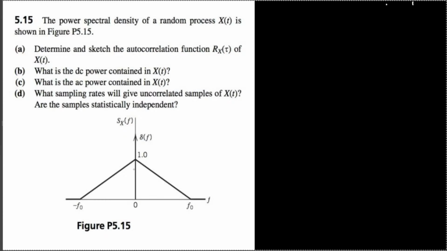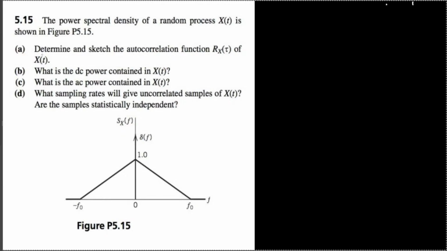Okay, so here we have a diagram provided, and this is in the frequency domain. We have frequency starting from negative f0 to f0, and also we have an impulse function right here at the origin, that is delta f, that's also in the frequency domain. So in order to find the answer in the time domain, we have to do the inverse Fourier transform.